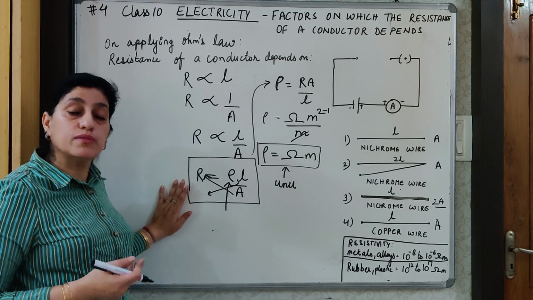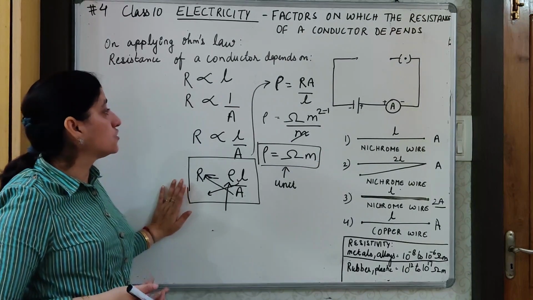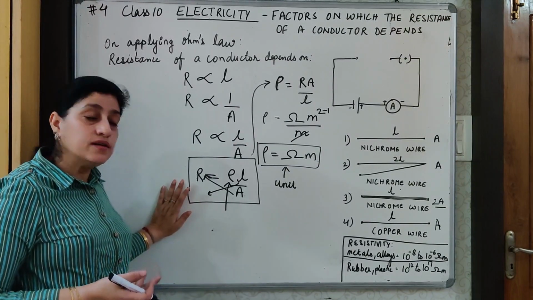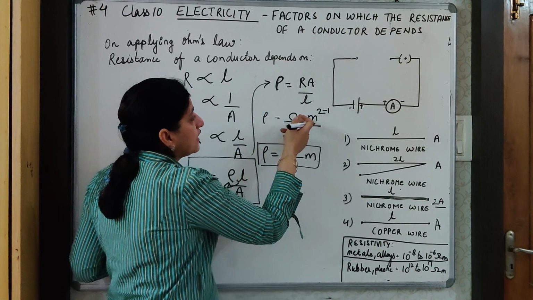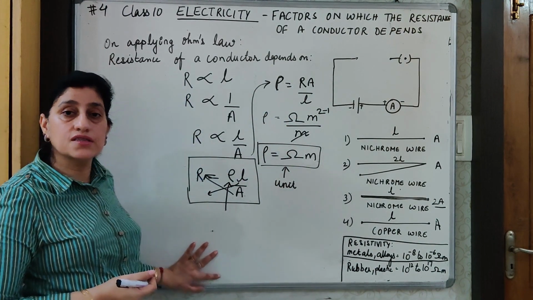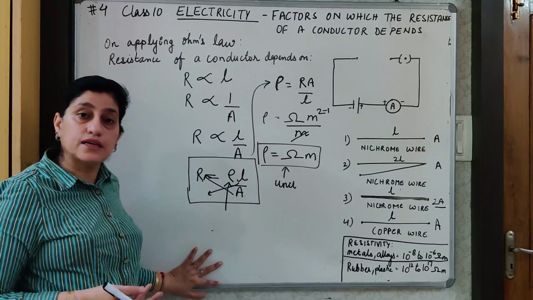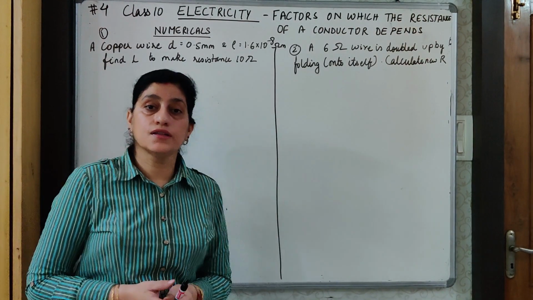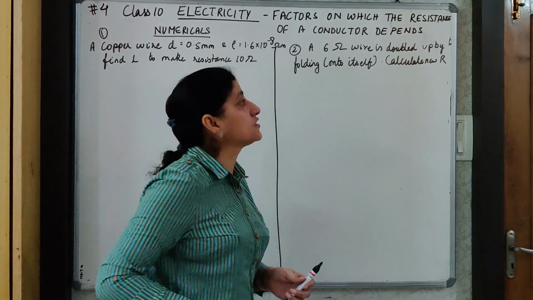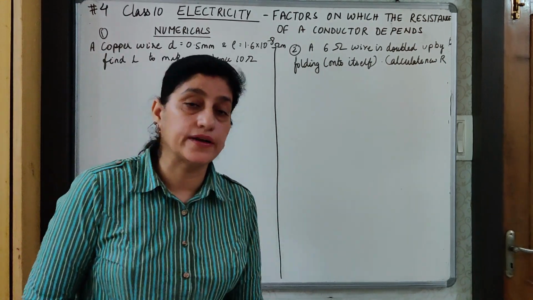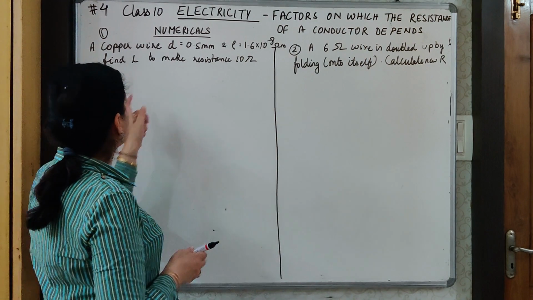We have some numericals also based on resistivity. So you can simply by placing the values, you can calculate these numericals. 2 or 3 types of numericals I will be taking. So numericals on the topic factors on which the resistance of a conductor depend. I have noted down 2 numericals for you.